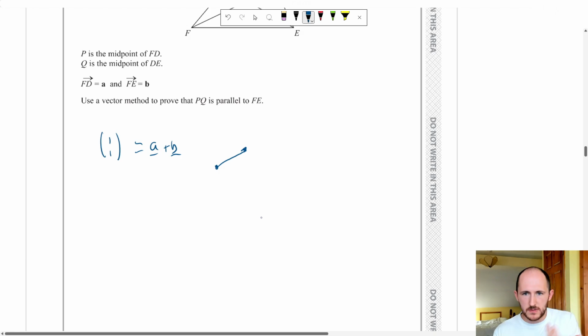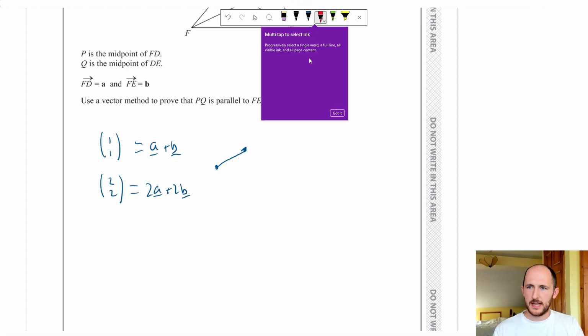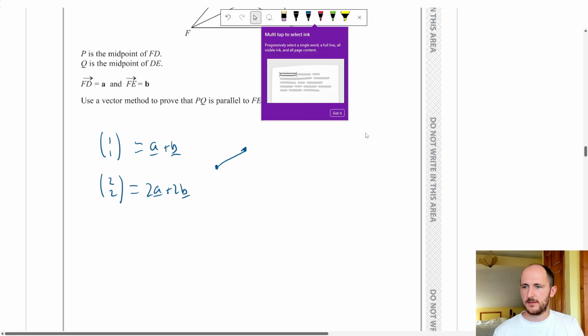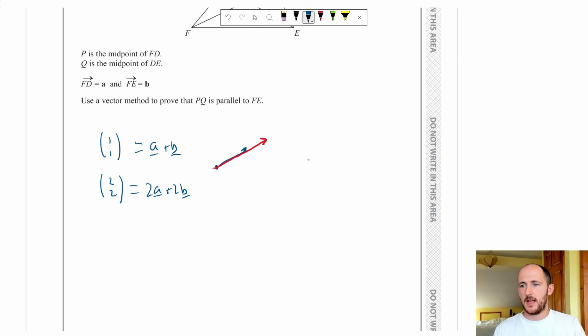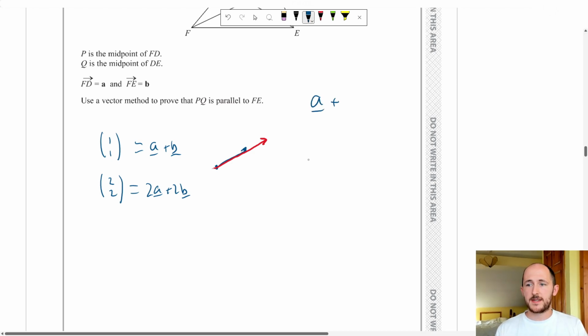If I double it, for example, and make it (2, 2), which again could be also written as 2a + 2b, all that would do is stretch the line to make it twice as long. So essentially, when you have vectors, if they are scale multiples of each other, it means that they are parallel.